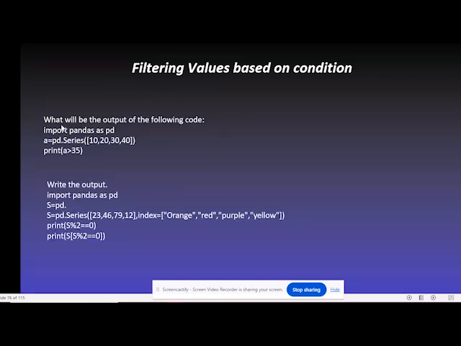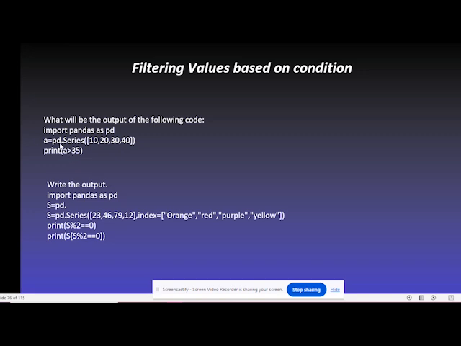So what will be the output of the following code? A series is created here: 10, 20, 30, 40. Then print A greater than 35. Here it is not inside square brackets. So what will be returned?